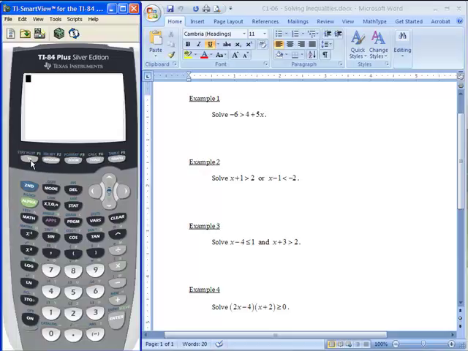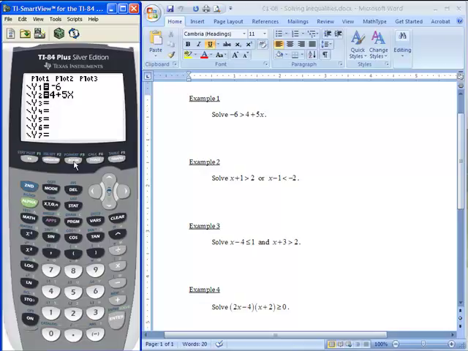So if we press the y equals button here, I'm going to clear out the last two graphs. I'm going to press the clear button, and I'm going to cursor down and press the clear button again, and then I'll cursor back up to y1. I'm going to put in the left-hand side of the equation, negative 6, and that's just going to graph as a horizontal line. And then I'll put in the right-hand side of the equation, 4 plus 5x. So here we go, 4 plus 5x. And press enter again.